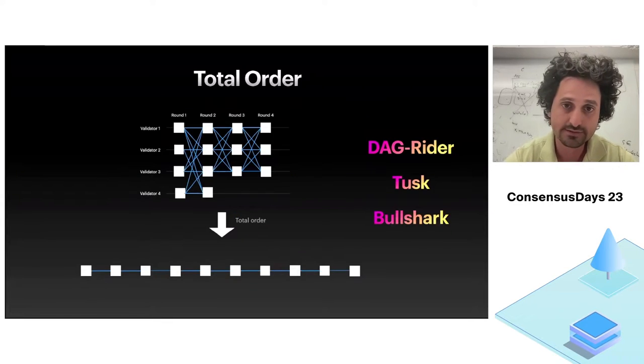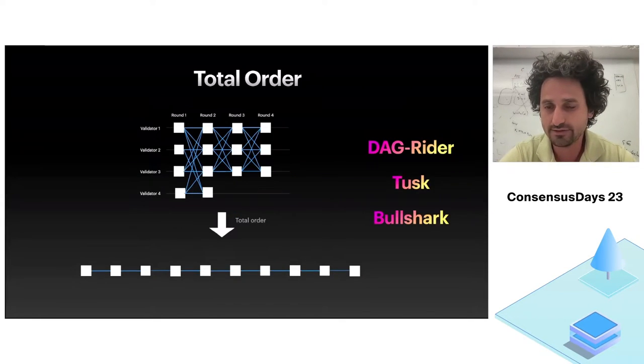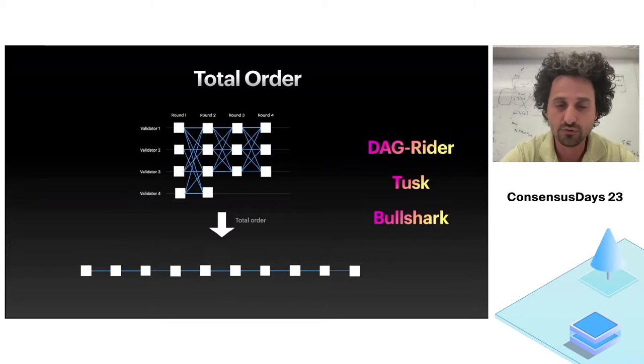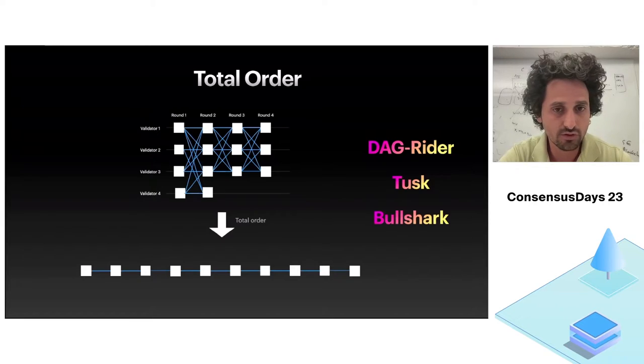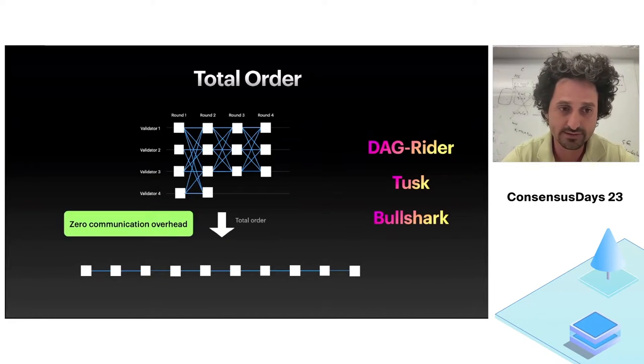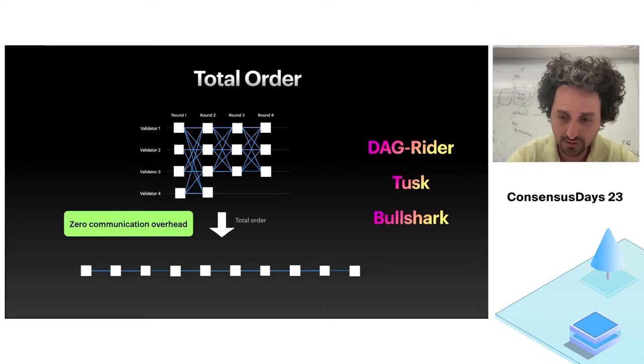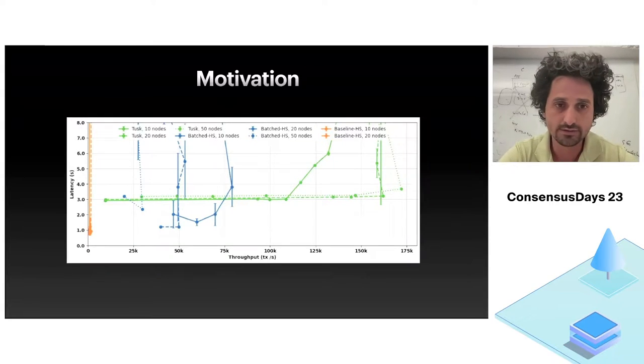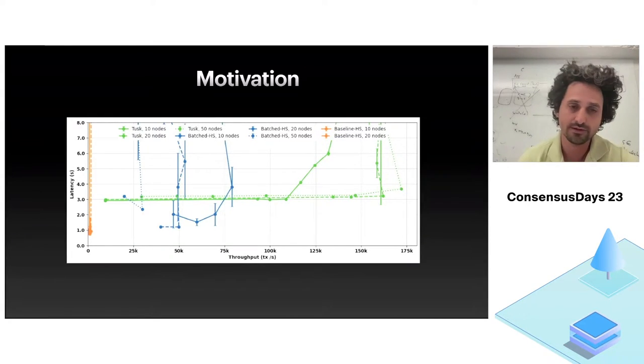Okay, so then we have all these protocols: DAG-Rider, Tusk, Bullshark. You see the DAG, and each one of the validators might see a slightly different view of the DAG because of the asynchronous nature of the network. But the magic here is that with zero communication overhead, just by looking locally at your own DAG, all the validators can order the DAG totally and come up with the same order, which gives us the state machine replication that we desire.